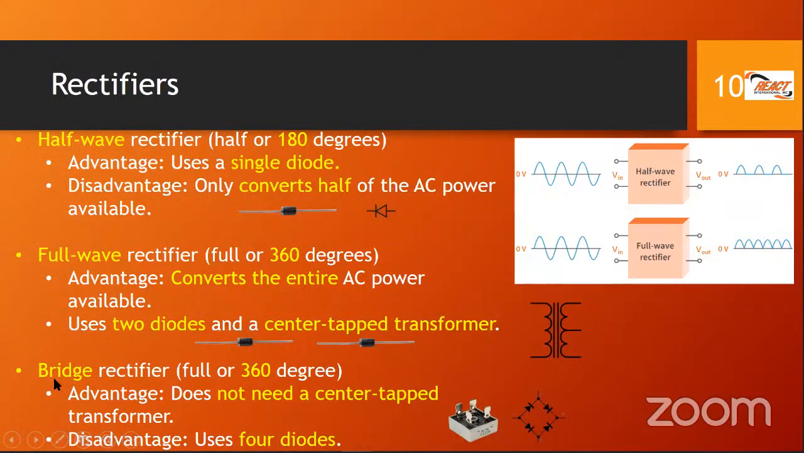So we go now to the bridge rectifier, and remember we said the bridge rectifier also does a full job. It doesn't do a halfway job. It does the 360 degrees of the cycle. The advantage is it does not need a center tap transformer. A regular transformer with two leads will be just fine. Disadvantage, however, it uses four diodes, and we show you what a bridge rectifier looks like. Notice the four pins of it, and notice the symbol or the diagram for the bridge rectifier actually shows four diodes. Right, so this is a bit of detail on the three different types of rectification: half wave, full wave, and bridge.